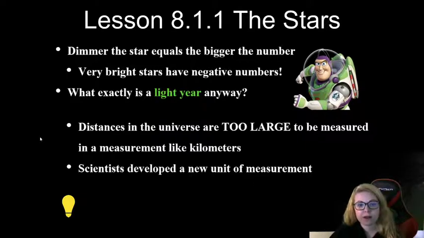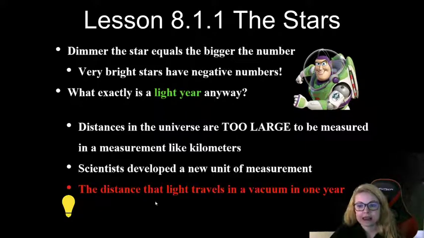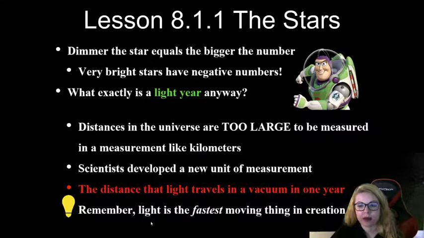which has a very specific meaning, and a light year can be defined as the distance that light travels in a vacuum in 1 year. And remember, I know you guys know this from previous science, but light is the fastest moving thing in creation. So the distance that the fastest thing in creation, light, travels in a vacuum in 1 year, is a light year. And I do have a supplemental video that will help explain this even further, because I know it's kind of an interesting concept to gather, because we don't walk around here using terms like light year.